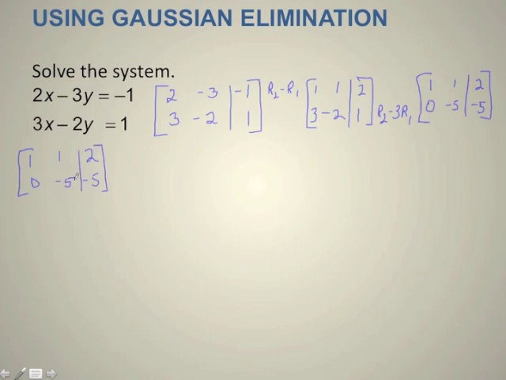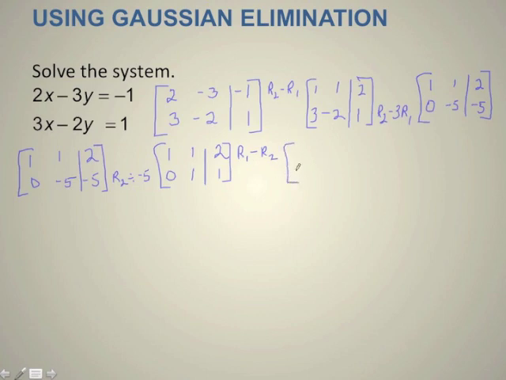Now I want a 1 here, so I'm going to take row 2 and divide it by -5. Row 1 will stay the same. Row 2 will become 0 divided by -5 is 0, -5 divided by -5 is 1, and again a 1. Now I can use this 1 in row 2 to get my 0 up here, and to do that I'm going to take row 1 and subtract row 2.